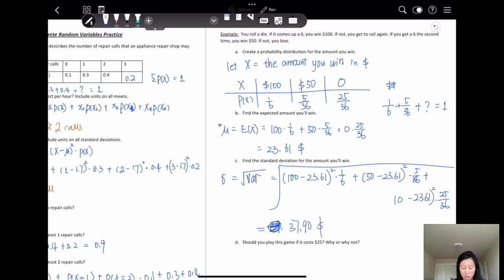So that makes sense, right? Because you either win 150 or 0, so the variance is going to be big. Okay, so should you play the game if it costs $25? Why or why not? Definitely no, because in the long run, you're going to lose your money. Because the expected value, in the long run, that means you play multiple times, you are expected to win $23.61.